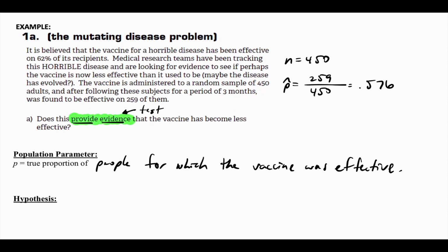Do we have that number? 62%. For the past, I do. It's 62%. We want to see if the new number is bigger, smaller, different than that. Okay, so we do have 62%.